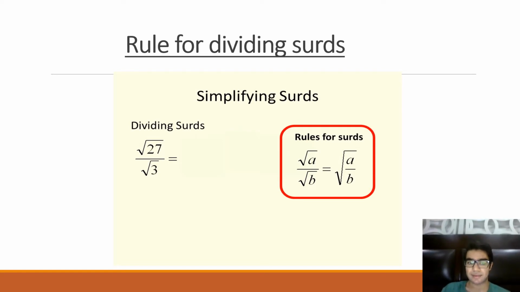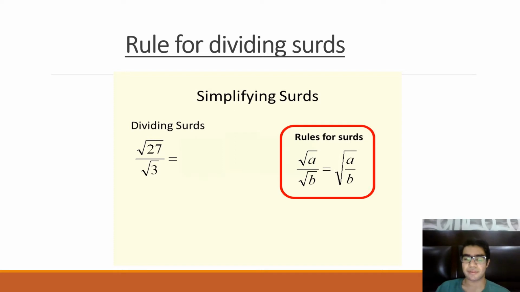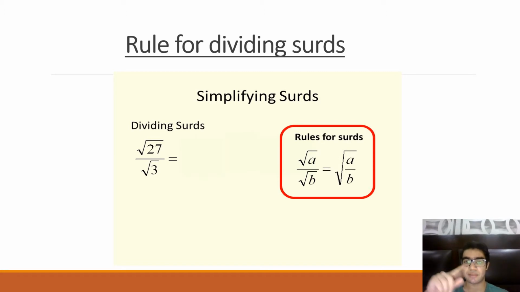In this case, a and b represent any numbers. So as I said, if we have square root of a divided by square root of b, we can combine this fraction into one square root and then divide a by b.